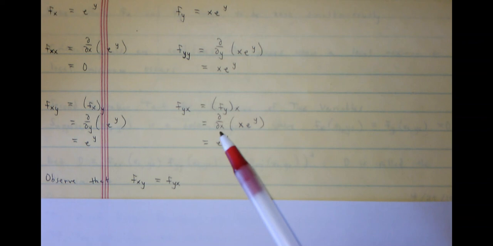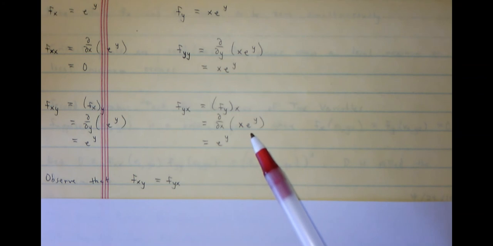And for f sub yx, we're taking the partial derivative with respect to x of f sub y, which is x e to the y. Here we treat y as a constant, let x vary. So now this e to the y is a constant multiple of x, whose derivative is 1, so we end up with e to the y.